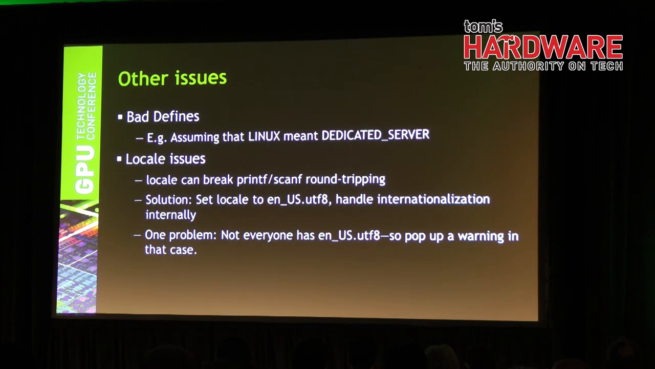Locale issues were another one that bit us. For whatever reason, we found that users are a lot more likely to change their locale on Linux, and in particular, we found some locales that will insert a space for the thousands separator or for the decimal point. Then when we would do a scanf, we wouldn't be able to read back values. That was really problematic. So our solution was to basically force people to en_US.UTF-8, which, realistically, you're going to be handling your localization issues anyways. The only catch is that not everybody has it, so you just need to pop up a warning and say, hey, you don't have this, and that could cause problems. Please go get it.